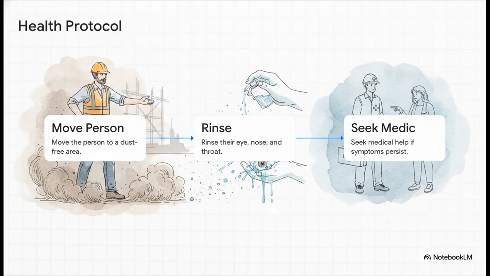Now, on the human side, if a worker is overwhelmed by dust exposure, whether that's sudden respiratory distress or severe eye irritation, the emergency response is clear. Immediately relocate them to a dust-free zone. Get them out of the hazard first. Then, thoroughly rinse their eyes, nose, and throat to physically remove the irritant. And most importantly, if the symptoms persist, do not hesitate to seek a medic for professional help.